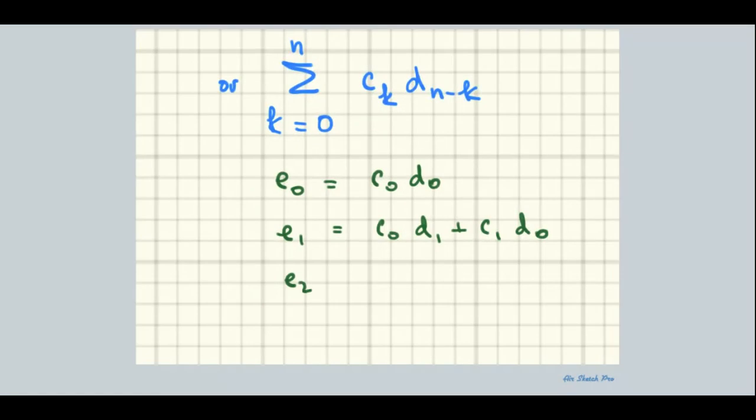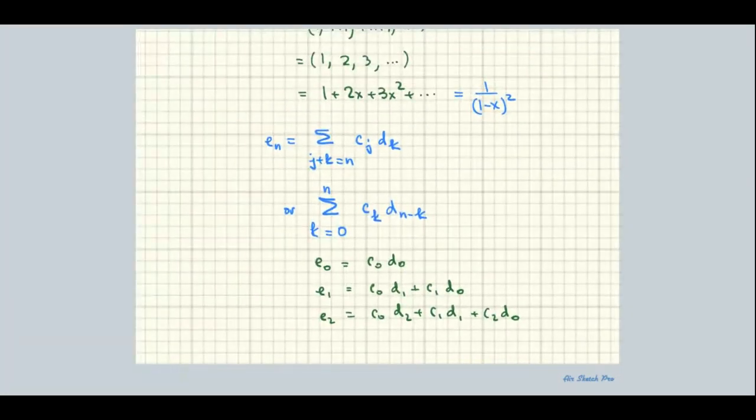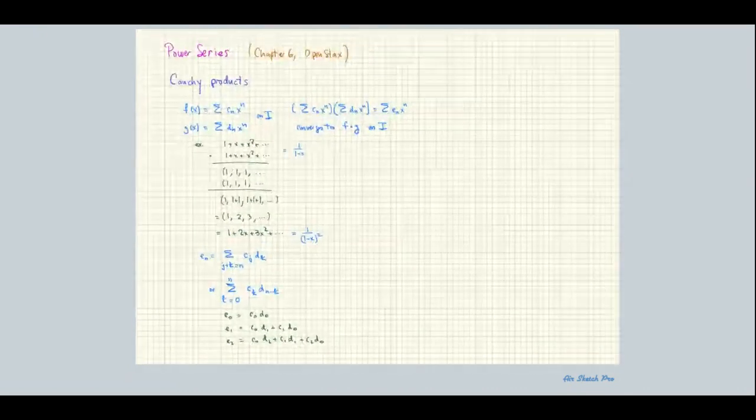For E2, C0, D2, plus C1, D1, plus C2, D0. Okay, and you can see that going on and on forever. But I showed you, using those crosses for each term, how you can calculate these.